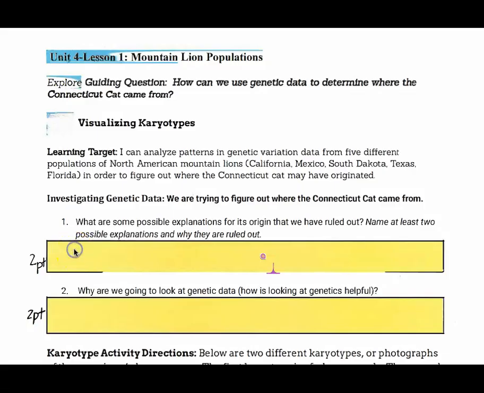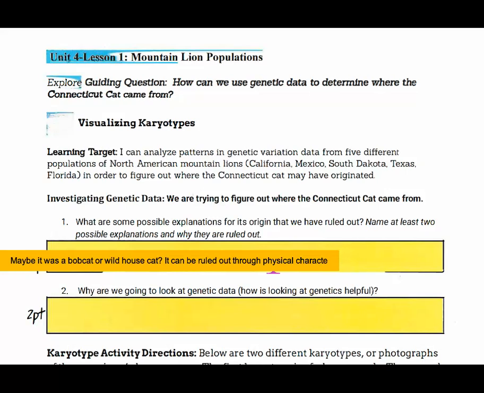Okay, so some people might think it was a bobcat. That could have been one explanation, or maybe a wild house cat. So maybe it was a bobcat or wild house cat. And how can we rule that out? We can rule it out by physical characteristics, or more importantly, DNA analysis.